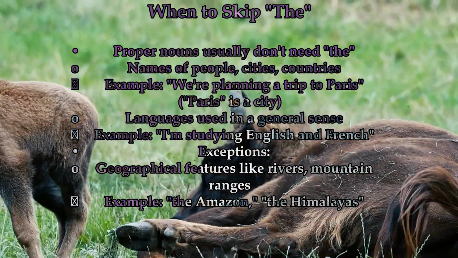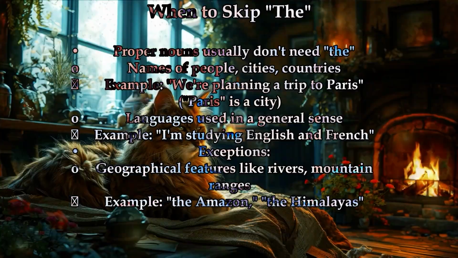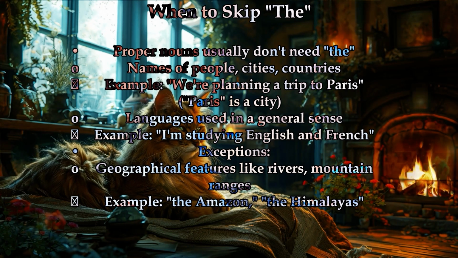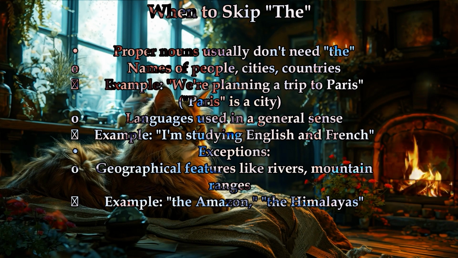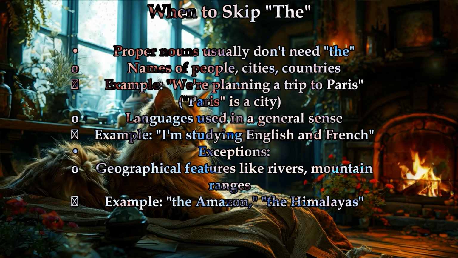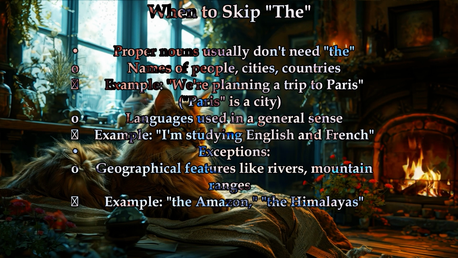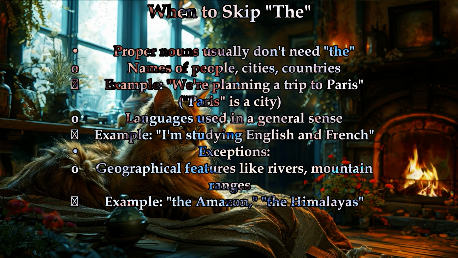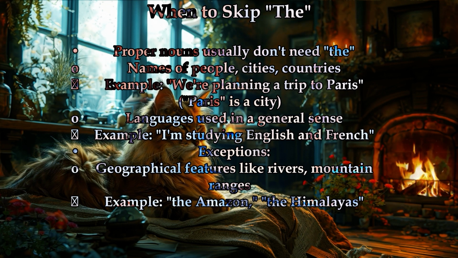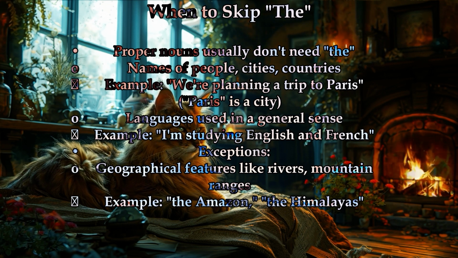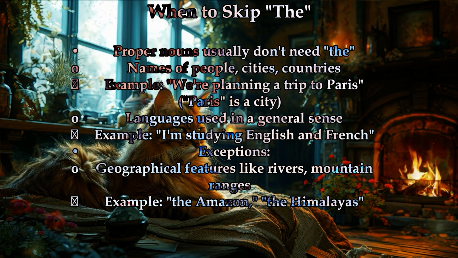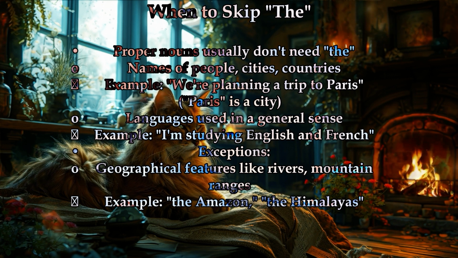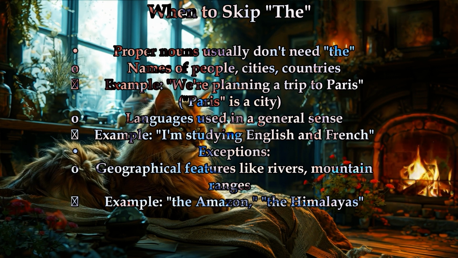1. In the sentence, we're planning a trip to Paris this summer. Paris is a proper noun, so no article is needed. 2. In the sentence, my best friend's name is Emily. Emily is a person's name, so no article is used. 3. In the sentence, I'm studying English and French this semester. Languages don't take articles when they're used in a general sense. However, there are some exceptions, such as when referring to geographical features like rivers or mountain ranges. For example, we say the Amazon or the Himalayas.